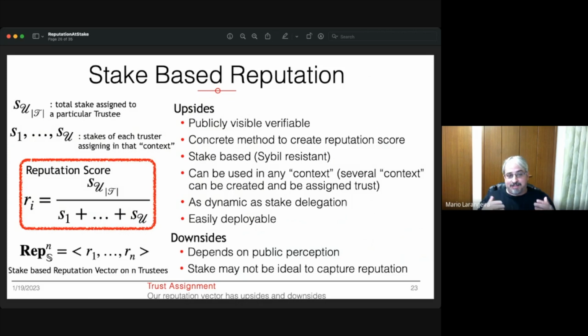The downsides are that it depends on public perception. You are assigning trust, which is your opinion: you think somebody is worth trust. Also, stake may not be the ideal metric to show that somebody is trustworthy in general. But it's still better, because if you don't have that, maybe you don't have many more options. It's just a sign: if you trust somebody who is doing this assignment, maybe you can also believe in it. In any case, if you see somebody is not that trustworthy, you can just revoke your trust easily.